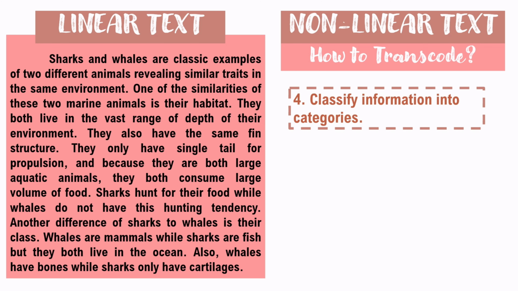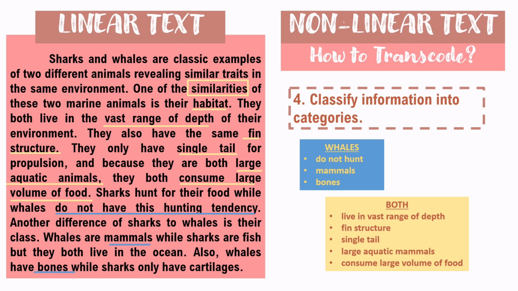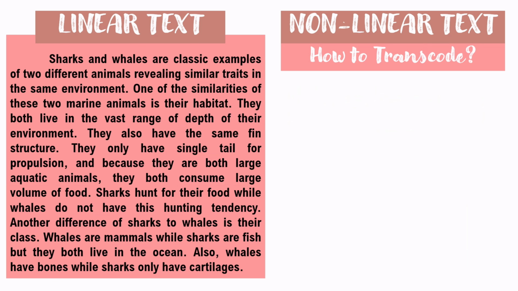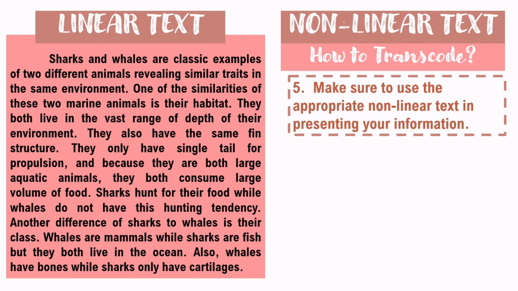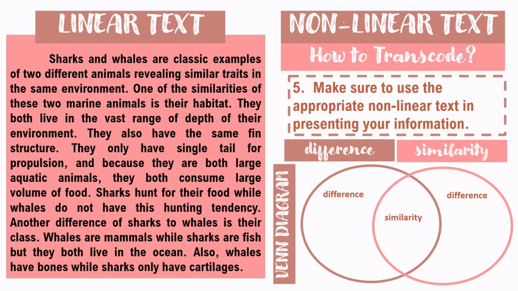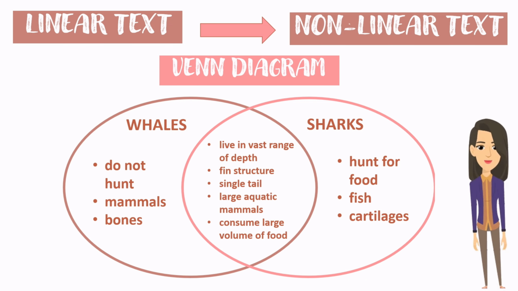Step 4. To be organized, classify information into categories. In these linear texts, we can see that the sharks and whales have similarities and differences. Step 5. Make sure to use the appropriate non-linear text in presenting your information. Since this linear text talks about similarities and differences of sharks and whales, can you identify the non-linear text we can use for this? If your answer is Venn diagram, then you got it right. This is the correct non-linear text to use in presenting the information because it talks about the similarities and differences of two concepts.